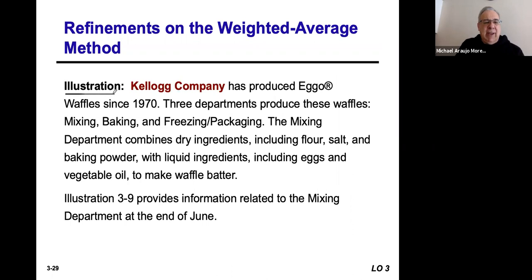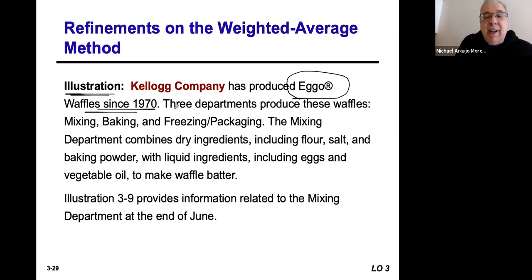Okay, let's take a look at another illustration here, which is from Kellogg. Let go of my ego. And we've been grabbing Eggos since 1970. A lot of you weren't around. I remember them. I wouldn't have touched them. They look like cardboard at that time. But they've improved clearly since then.